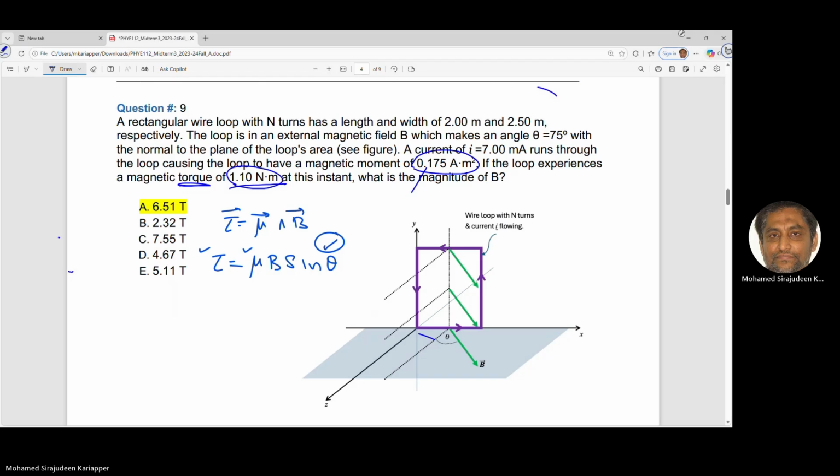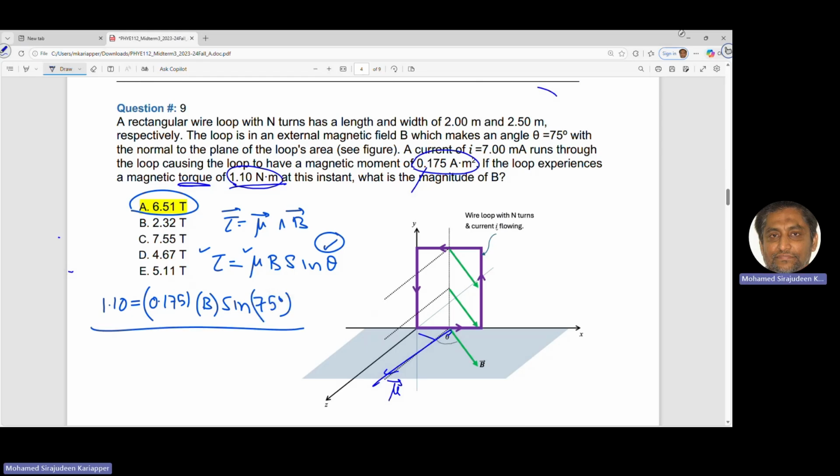Mu is in the positive z direction and B, okay, theta is given. So all you have to do is just substitute and find the unknown. Easy, right? Shall I put the values so you can check that you get this answer. Tau is equal to 0.10. Mu is equal to 0.175. And B is the unknown. And sine theta is equal to 75. So solve this, we'll get the answer.